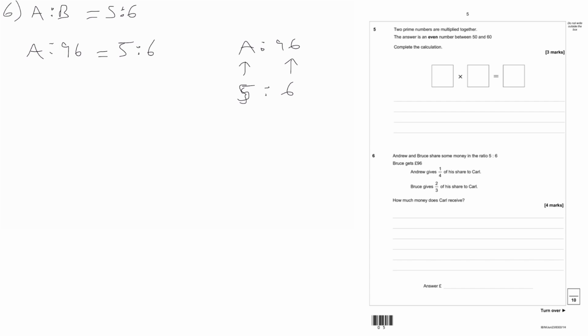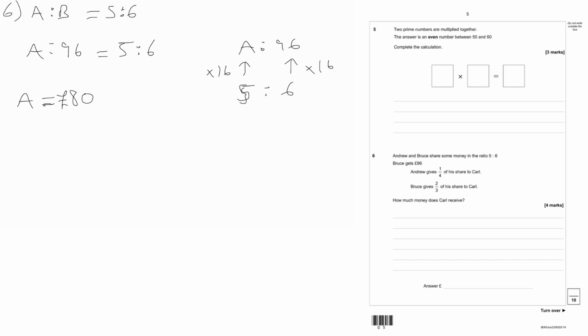To get from 6 to 96, I believe we have to multiply 6 by 16, and then we do the same on this other side, multiply by 16, and that tells us that Andrew's amount is 16 times 5, which is 80. It's £80. So we now know that Andrew has £80. We know that Bruce has £96.